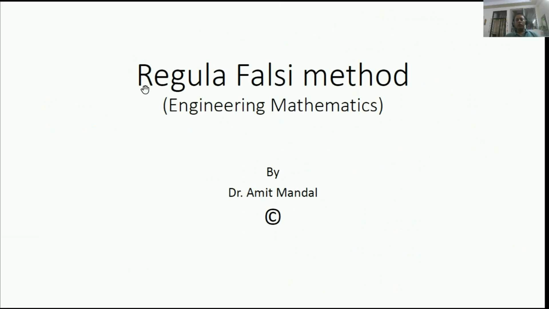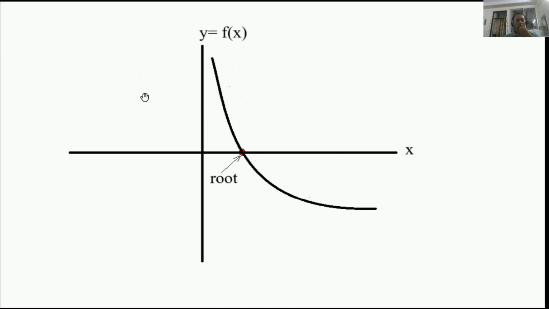Hello students, today we are going to learn about the Regula Falsi method. This is a numerical method, and the category is engineering mathematics. The Regula Falsi method is particularly used to find the approximate roots of a function.